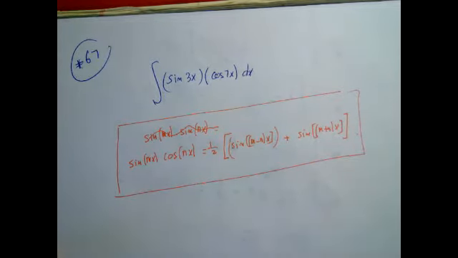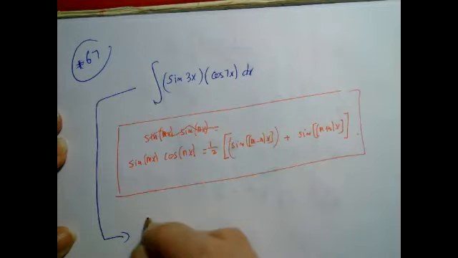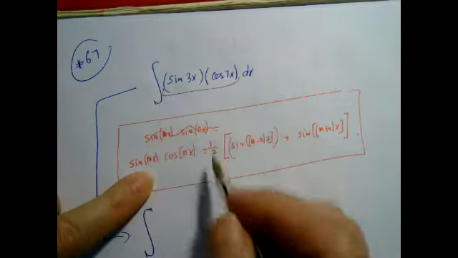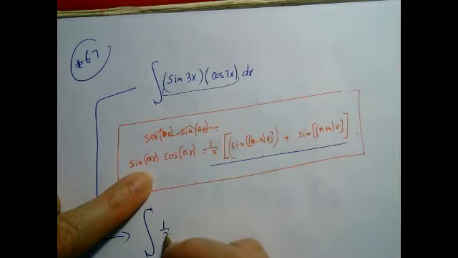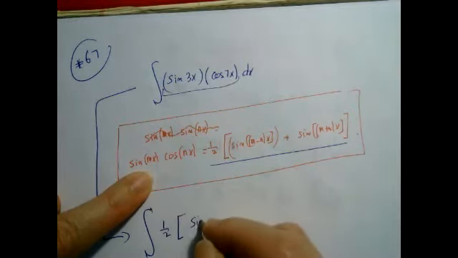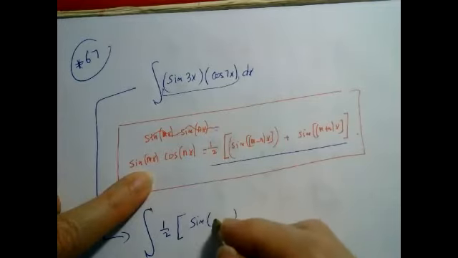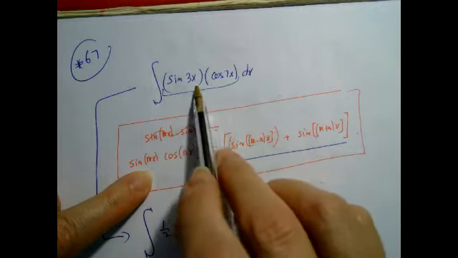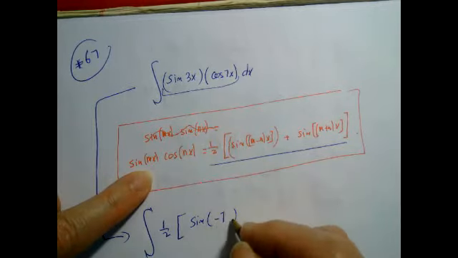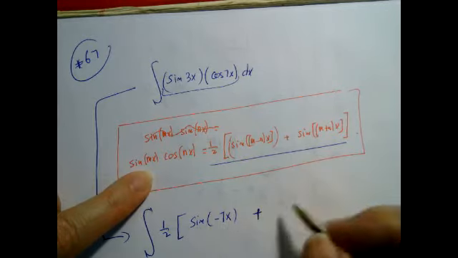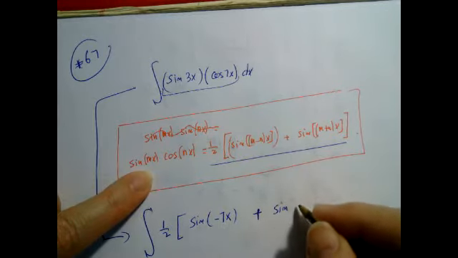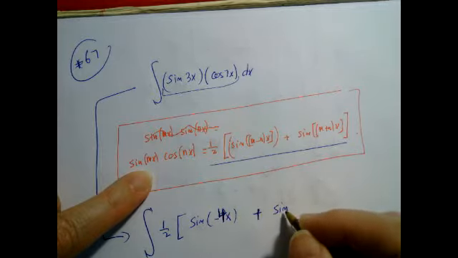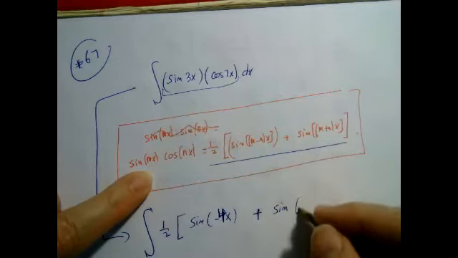Okay, so let's do that. This is going to become equal to the following integral. Instead of this term, I'm going to substitute that. So there's a half times sine of the difference, m minus n, 3 minus 7, which should be -4, of course. Plus the sine of the sum, m plus n, 10x.